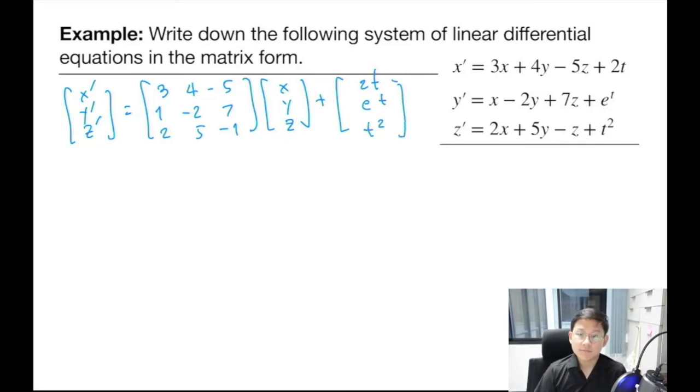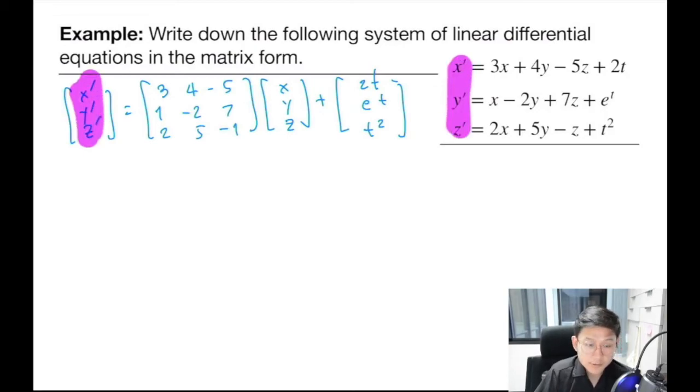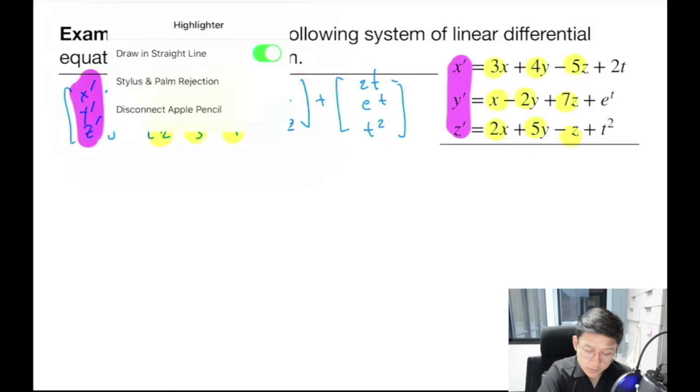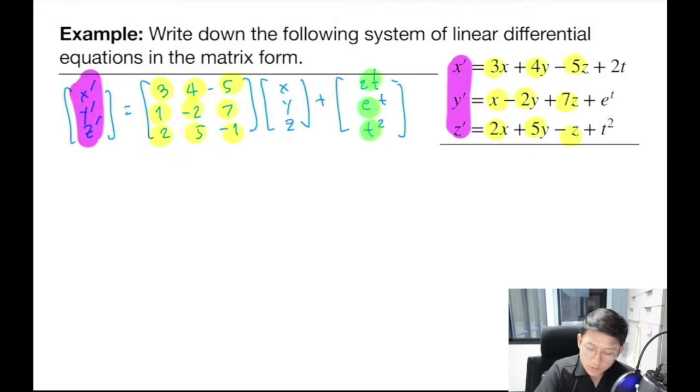I hope you don't have issues with the matrices, right? These are just matrix operations. So these guys, they are this guy. And here the 9 entries, 1 2 3 4 5 6 7 8 9, they are these entries. And here they are this term.